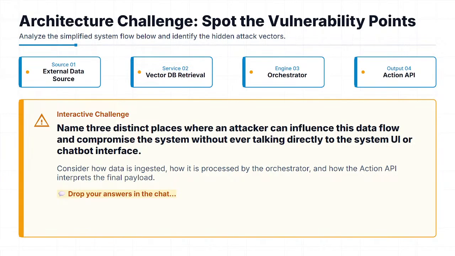Of course, from what we've been saying, you need to consider how the data is ingested, how it is processed by the orchestrator, and how exactly the action API is interpreting the final payload. Now, if you are live on the call, you can drop your response.